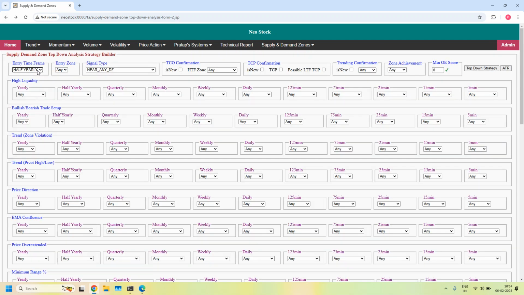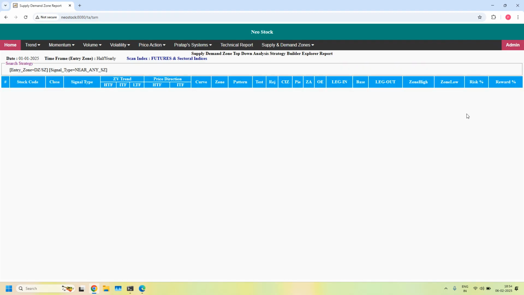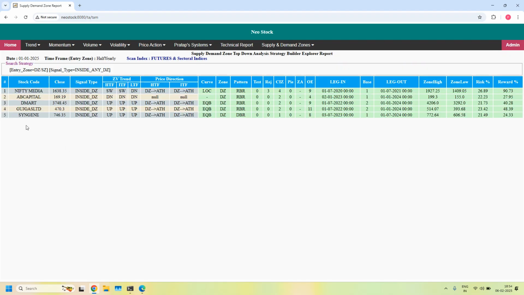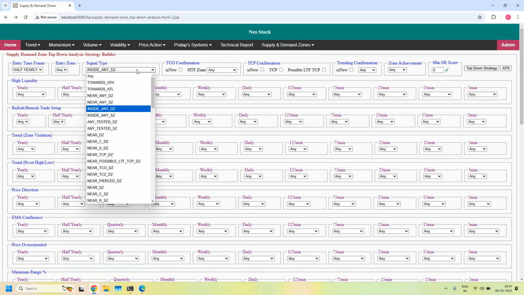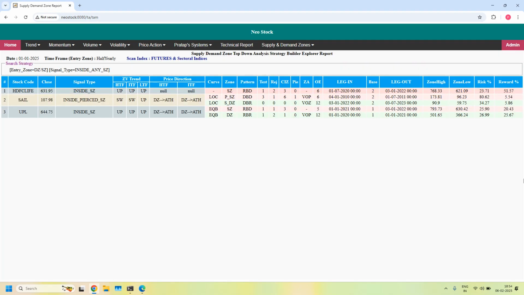Next, half yearly time frame, price closed near the half yearly supply zone. No stocks are available. Next, half yearly time frame, price closed inside the half yearly demand zone. We got 5 stocks. Next, half yearly time frame, price closed inside the half yearly supply zone. We got 3 stocks.